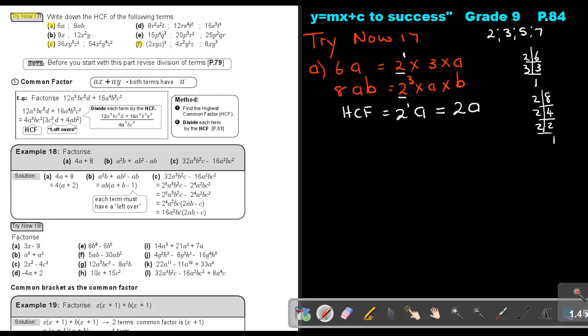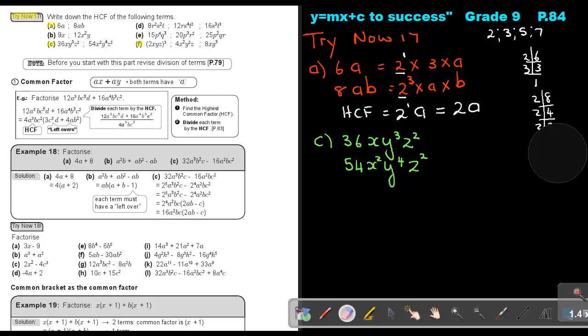Okay, let's look at number C. So number C is 36, so it's x, y to the power 3, and z to the power 2. And it's 54, x squared, y to the power 4, and z to the power of 2. So basically, let's again break it up into the product of its prime factors. So I think we can just make a little bit of space here.